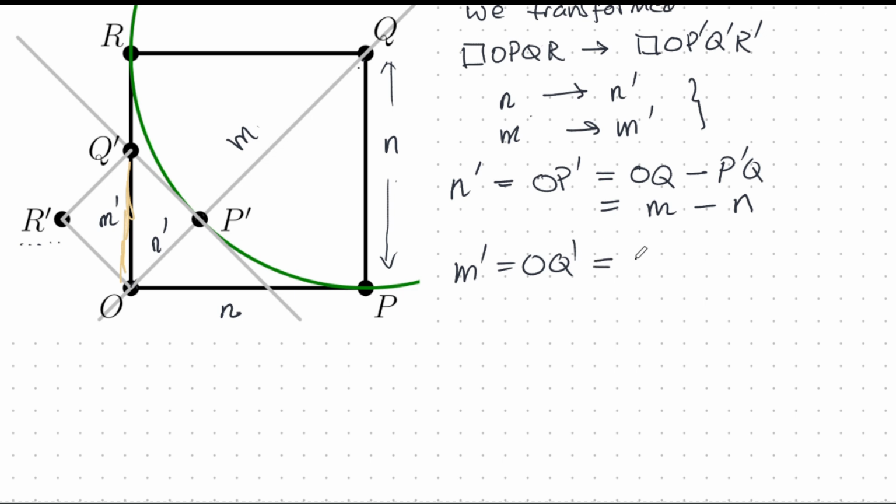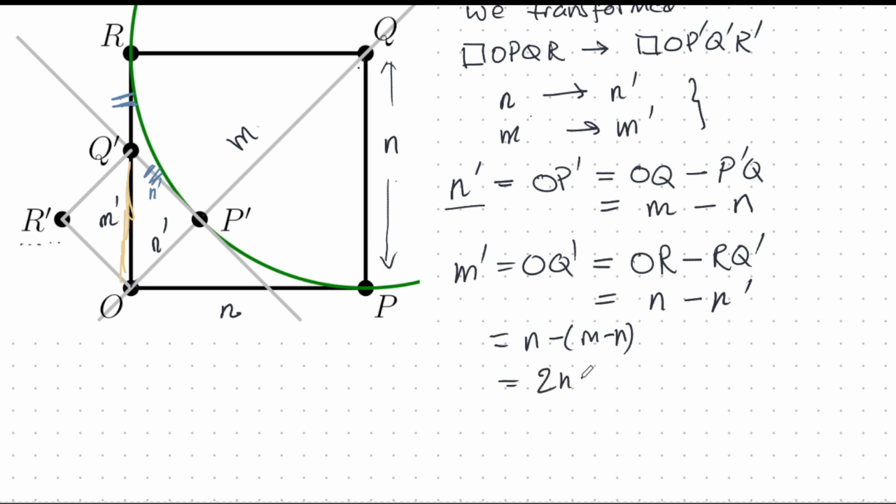This is OR minus RQ prime. And now we use what we discovered before, that this equals this, and this is n prime, like so. So this is n minus n prime. But we already know n prime, so this becomes n minus (m minus n), and that's 2n minus m. So we have our transformation formulas.